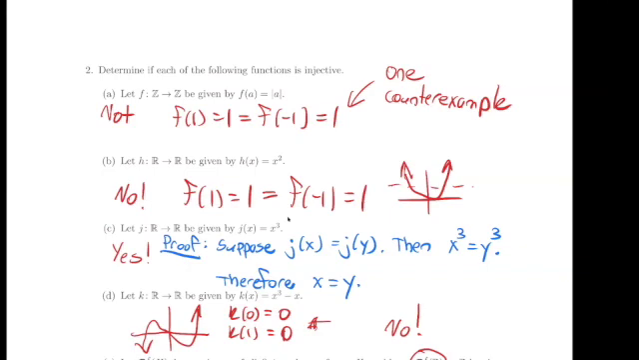Take the cube root of both sides. You can take the cube root of both sides. Exactly. Thank you. So we have the cube root of X cubed is equal to the cube root of Y cubed. Therefore, X is equal to Y, right?